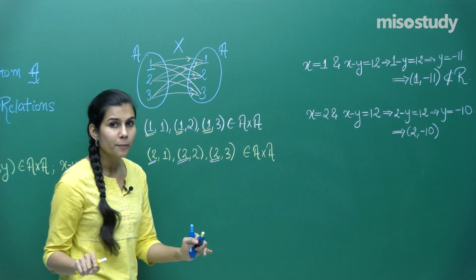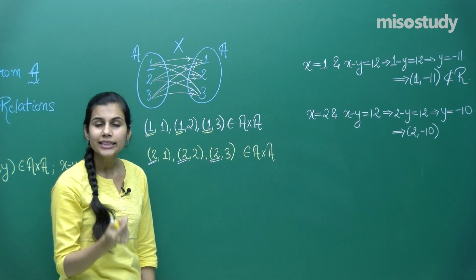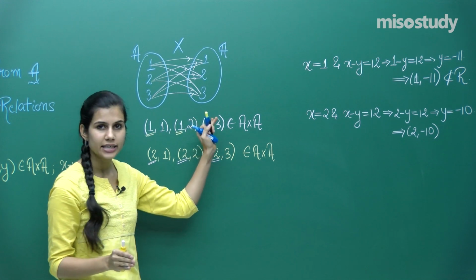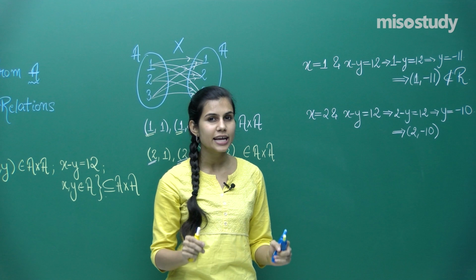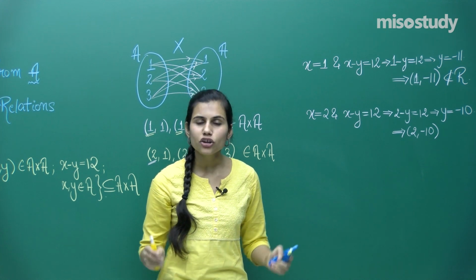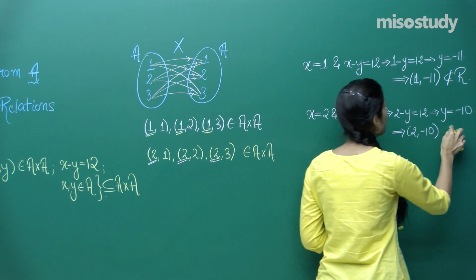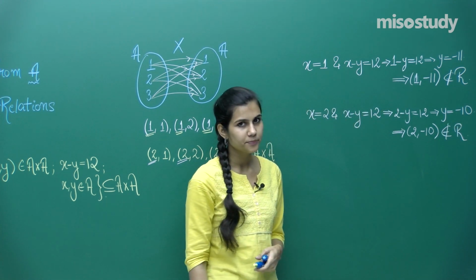Nowhere it is (2, -10), because there is no -10 in the second set, and in the ordered pairs, second elements always come from the second set. That is why I cannot borrow (2, -10) from A cross A, because A cross A doesn't have (2, -10), and therefore this member also doesn't make its place inside R.